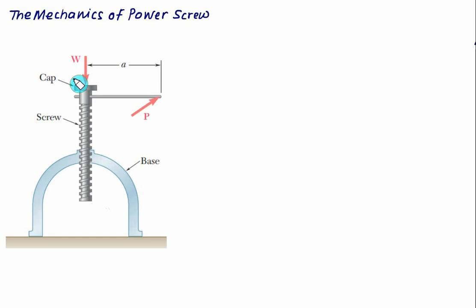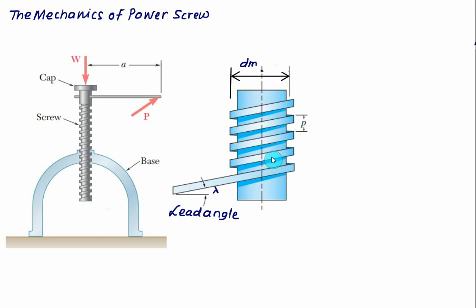equal to W. To develop the equation for torque here, we'll consider a screw jack which carries a load equal to W and is supported by the base of a jack. The contact between the screw and the base takes place along a portion of the thread. By applying the force P on the handle, the screw can be turned to raise the load W. If the thread is unwrapped, that is for one revolution, you will get the slope of the thread, equal to lambda, where lambda is called the lead angle.